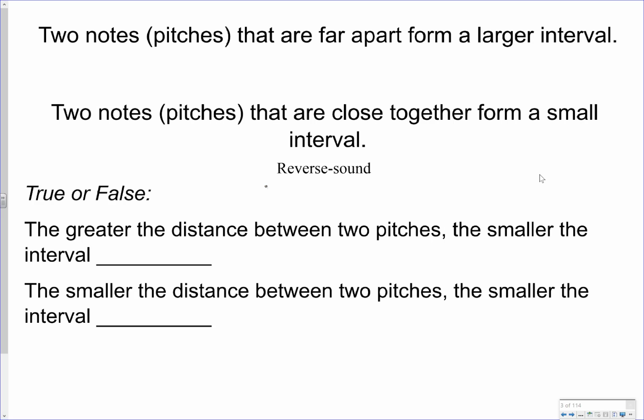So 2 notes or pitches that are far apart form a large interval. 2 notes or pitches that are close together form a small interval. So take a moment to read these true and false questions and provide the answer.